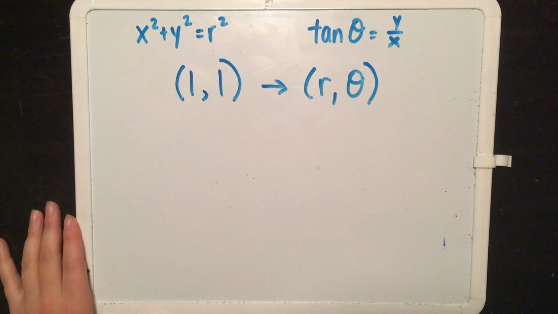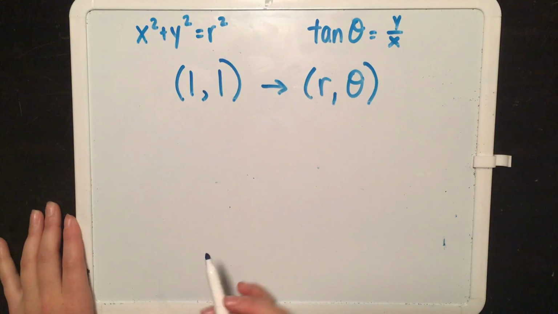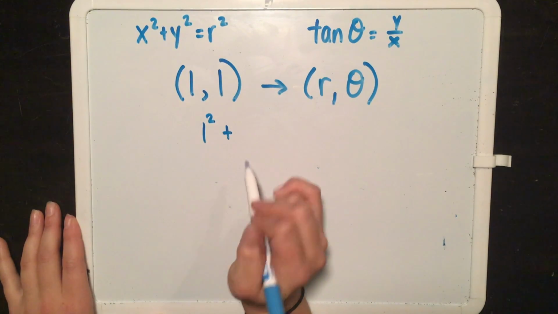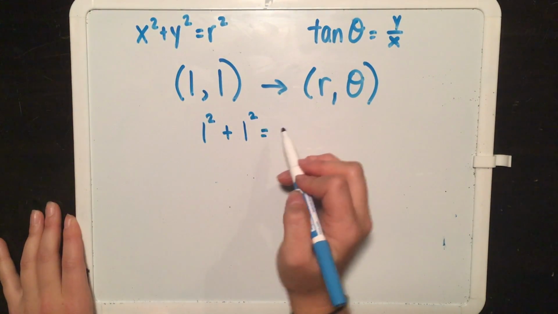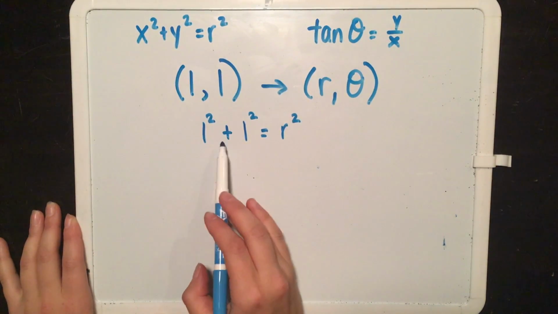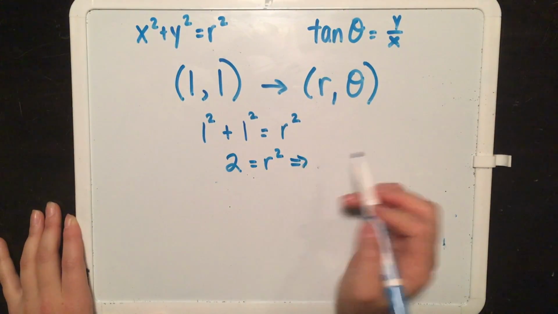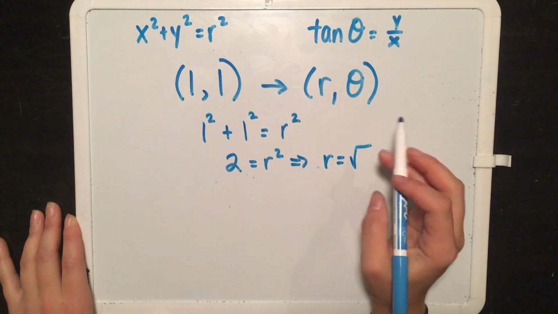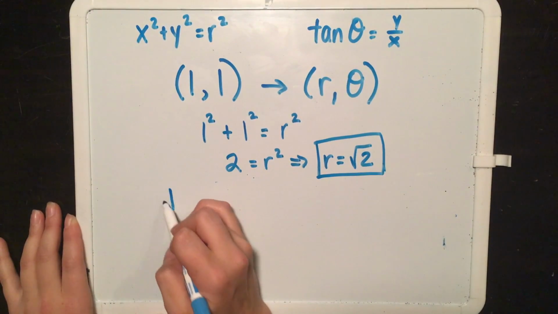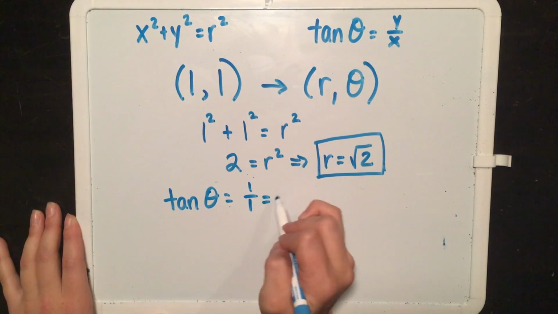In this last example, we're going to find the polar coordinate that corresponds to (1, 1). Using the Pythagorean theorem, x squared, 1 squared, plus y squared, 1 squared, equals r squared. The left-hand side, 1 plus 1 is 2, equals r squared. We take the square root of both sides, r equals the square root of 2. Using our tangent formula, tangent of theta equals y over x, 1 over 1, which is just 1.